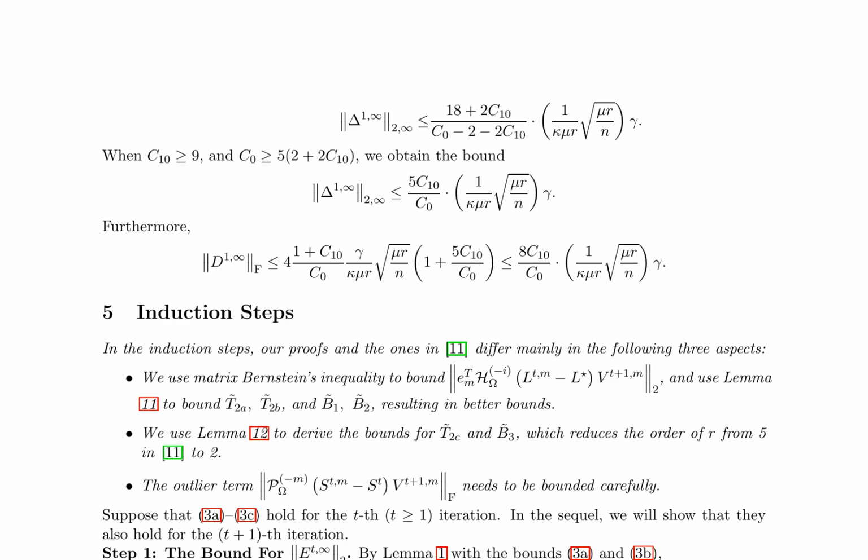The matrix norm of D1, infinity is bounded by splitting it into two parts and bounding each separately, using Weyl inequality and the bound of E0,M for the first part, and lemma 8 for the second part.